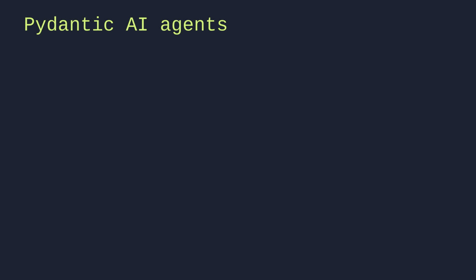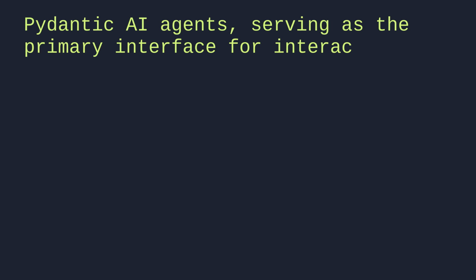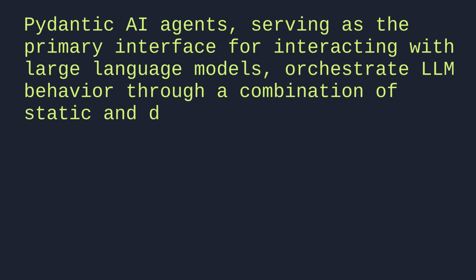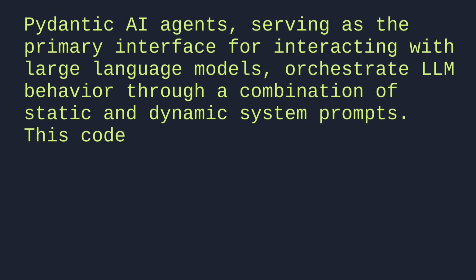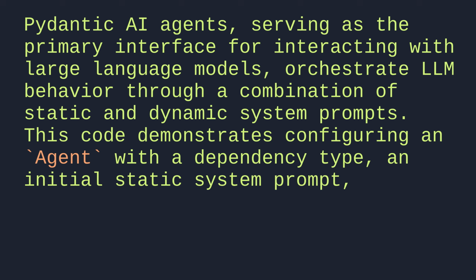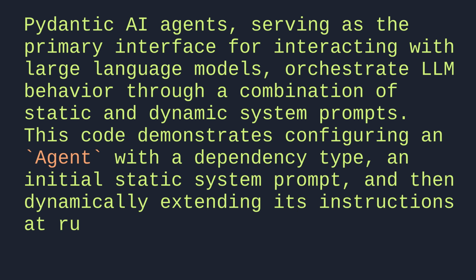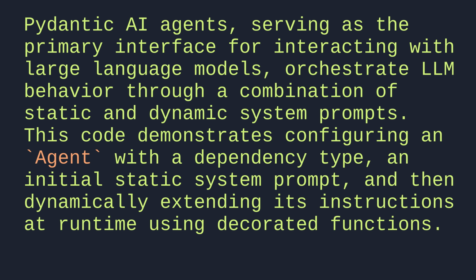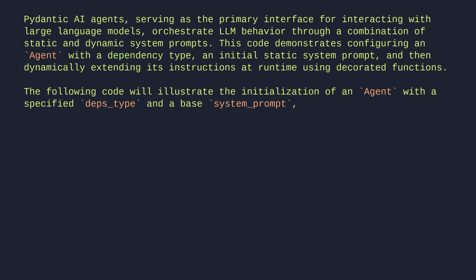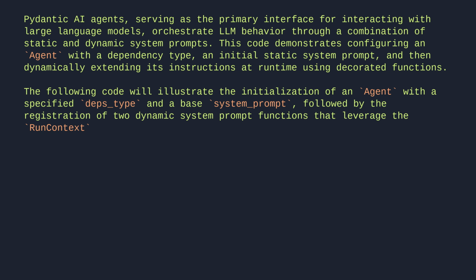Pydantic AI agents, serving as the primary interface for interacting with large language models, orchestrate LLM behavior through a combination of static and dynamic system prompts. This code demonstrates configuring an agent with a dependency type, an initial static system prompt, and then dynamically extending its instructions at runtime using decorated functions. The following code will illustrate the initialization of an agent with a specified deps type and a base system prompt, followed by the registration of two dynamic system prompt functions that leverage the RunContext and current date to enhance the agent's conversational capabilities.